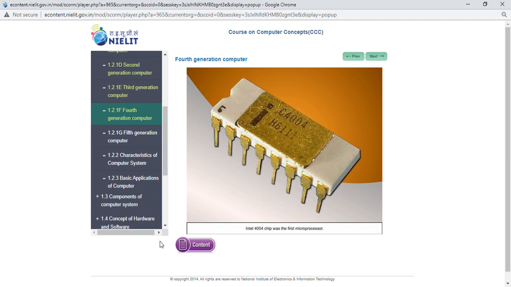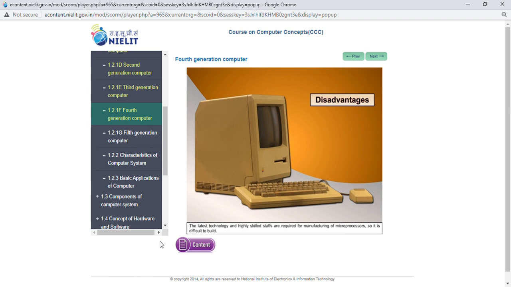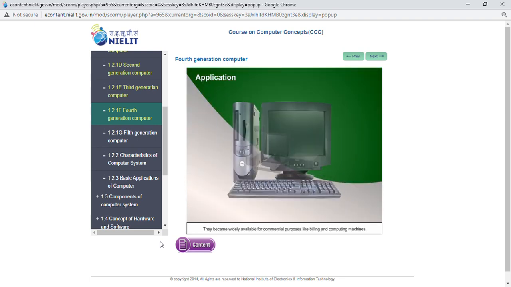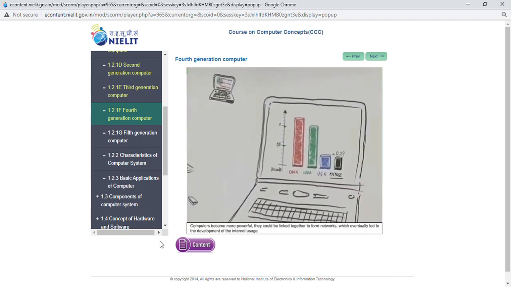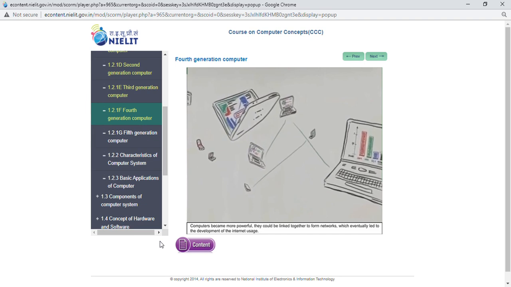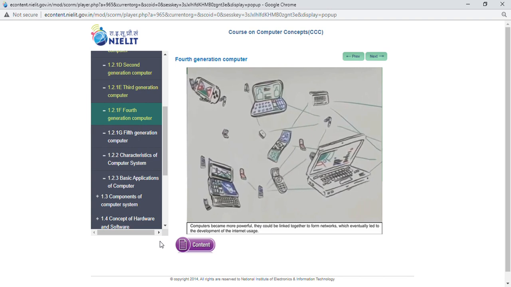Examples. Intel 4004 chip was the first microprocessor. In 1984, Apple introduced the Macintosh. Disadvantage: the latest technology and highly skilled staff are required for manufacturing of microprocessors, so it is difficult to build. Applications: they became widely available for commercial purposes like building and computing machines. Computers became more powerful. They could be linked together to form networks, which eventually led to the development of the internet usage.